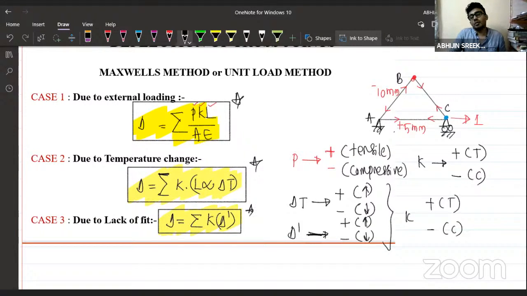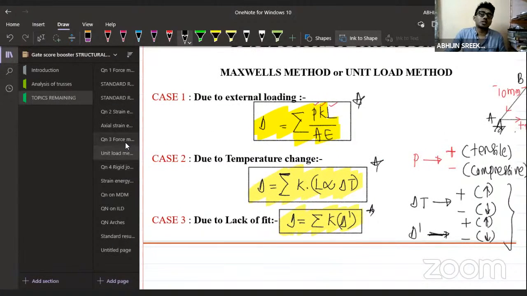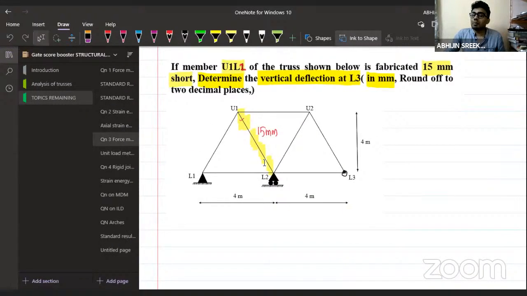This is what we'll be using to calculate. This is the concept which we have to use to calculate the displacement at various joints in a truss. When you are getting a question to calculate the horizontal or vertical displacement of truss joints, you simply use Maxwell's method to get the answer. Coming back to our question.